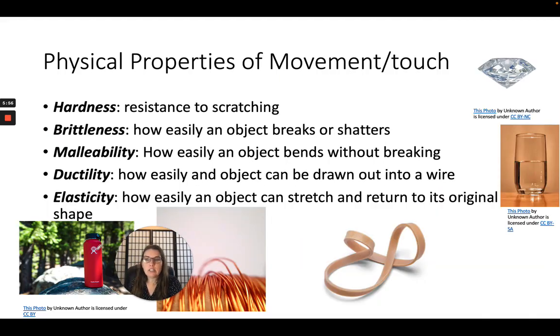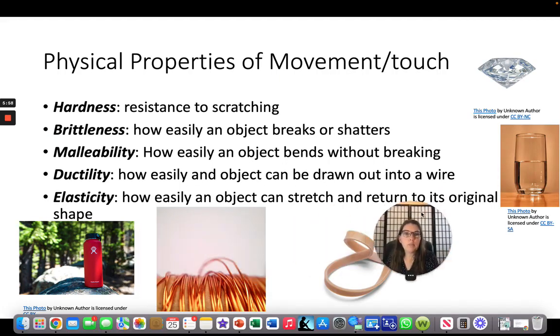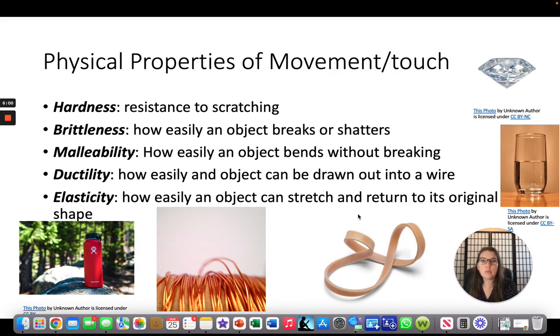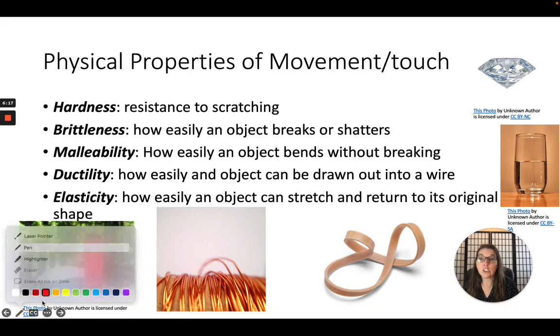All right, now here's another category that should help us to distinguish some of these physical properties. These are properties of movement or touch, and so these are kind of how substances interact to being handled. So the first physical property is hardness, and this is basically resistance to scratching.